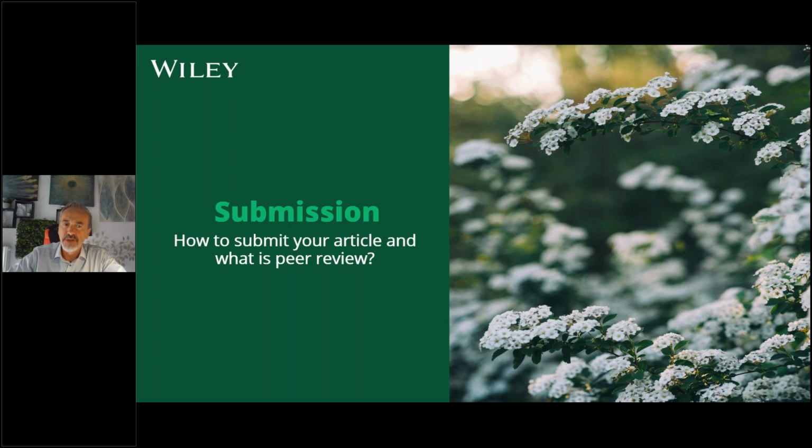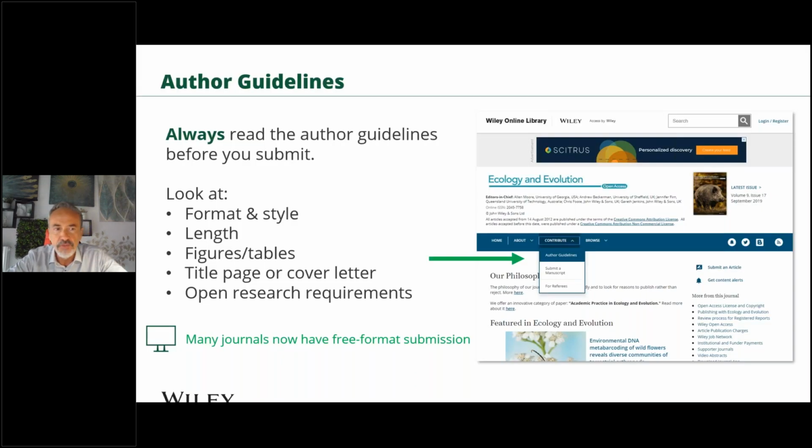So, how to submit your article and what is the peer review process? As I mentioned before, I strongly advise you to click on the Contribute tab within the journal when you are at the journal page in Wiley Online Library and check the author guidelines. That will provide you with guidance on how to format your paper, the length, the figures, the tables, the title page, the cover letter, the open research requirements, everything that you need to abide by in order for your work to be accepted for publication.